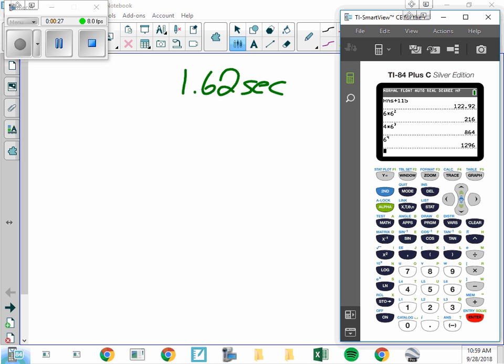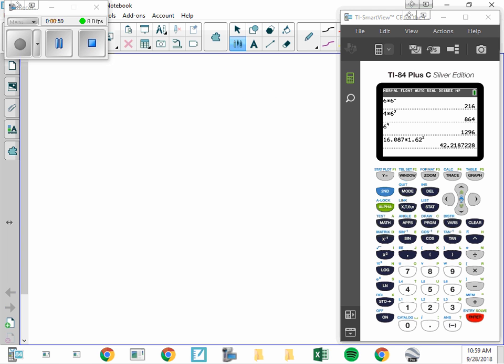So I would take my calculator, 16, not 19, 16.087 times 1.62 squared, and that gives me a height of 42 feet. Okay. Calculate the height for all 5 of your times. It's on your paper. 16.087 t squared.